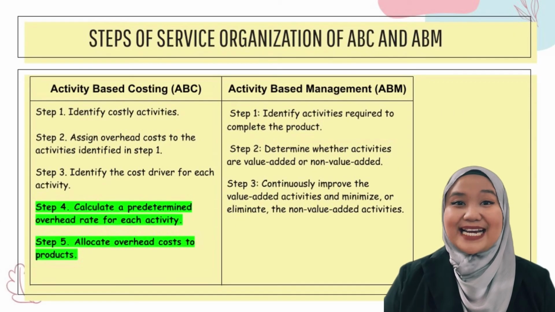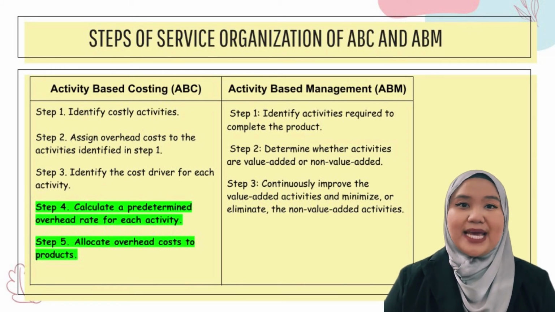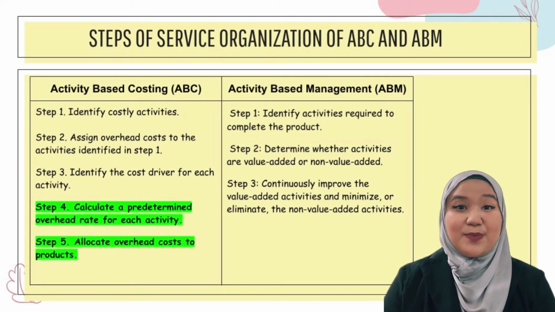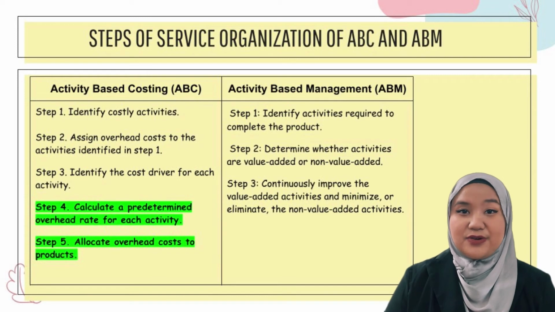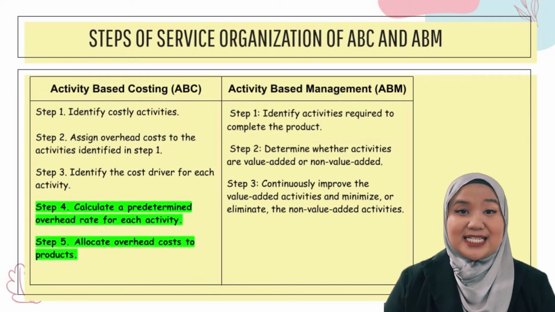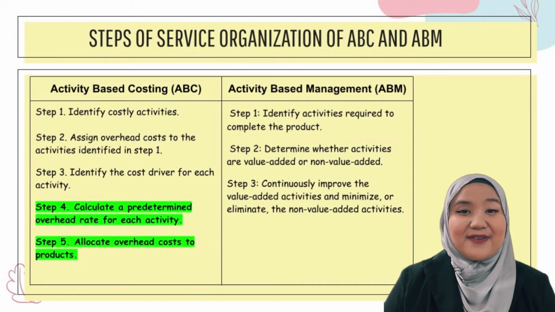Step 4. Calculate a predetermined overhead rate for each activity. This is done by dividing the estimated overhead costs of each activity by the estimated cost driver activity. For the activity of meeting with customers, this calculation results in a rate per hour of meeting time. For the activity of reviewing customer applications, the calculation results in a rate per application reviewed. And for running credit reports, a rate per credit report run.